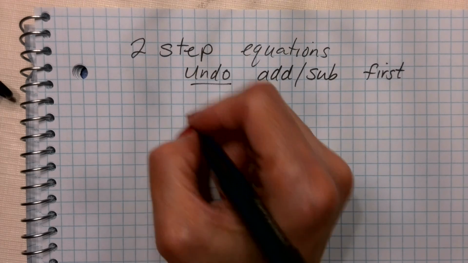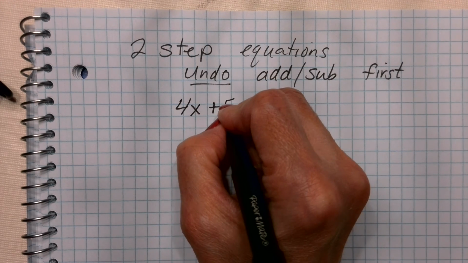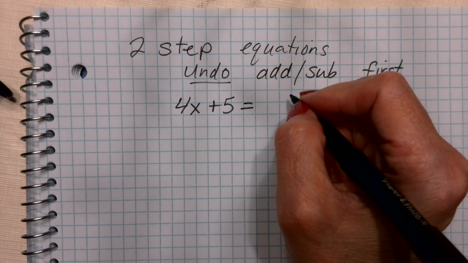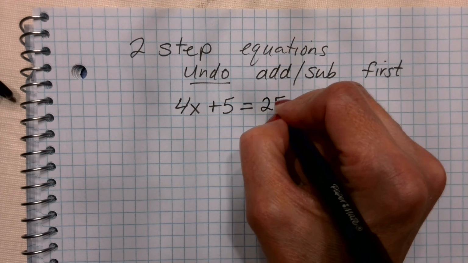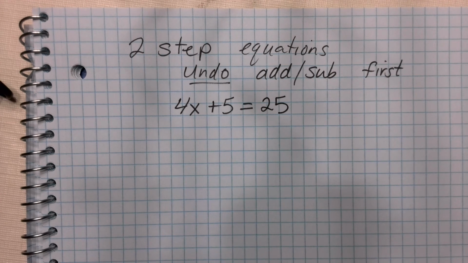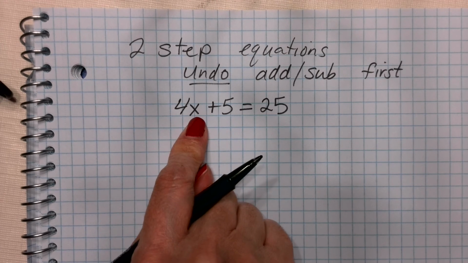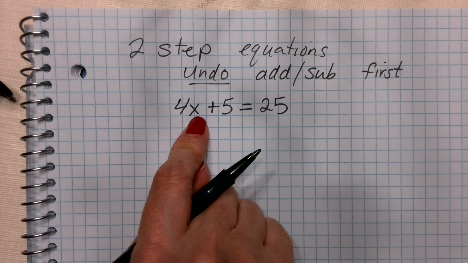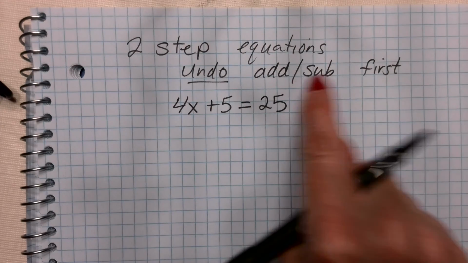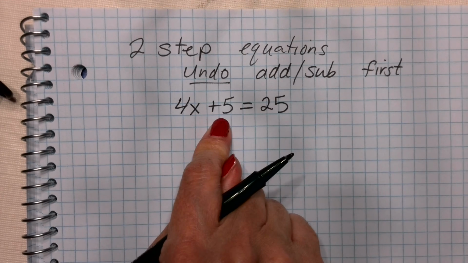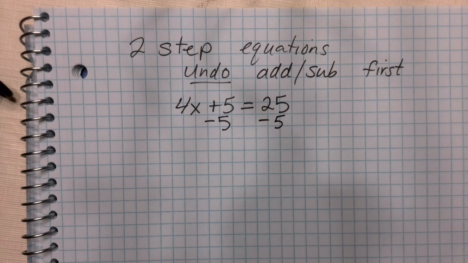So if I have a problem such as 4x plus 5 is equal to 25. Okay, so I want to undo addition and subtraction first. So there's the addition. I want to get my x by itself. I want to isolate my x and solve for x. I want to find a solution for x. So there's addition. I want to undo that by using the opposite or inverse operation. So I'm going to take away 5 from both sides.